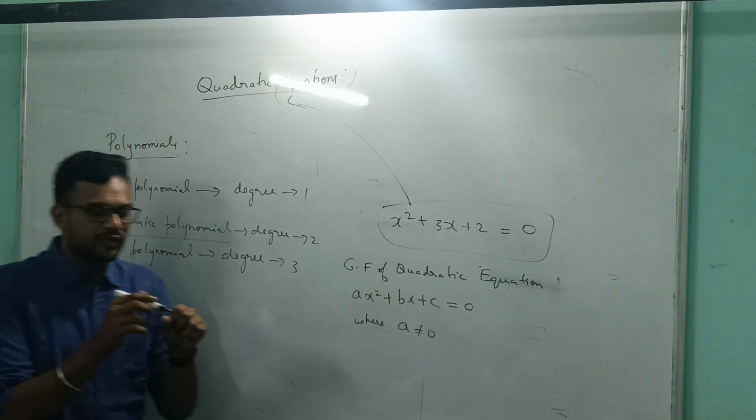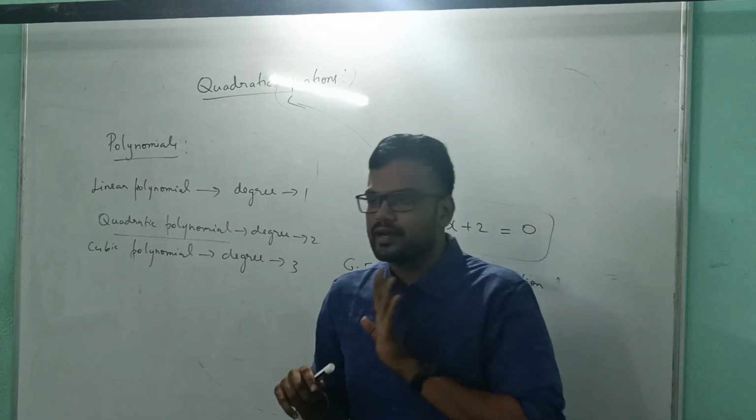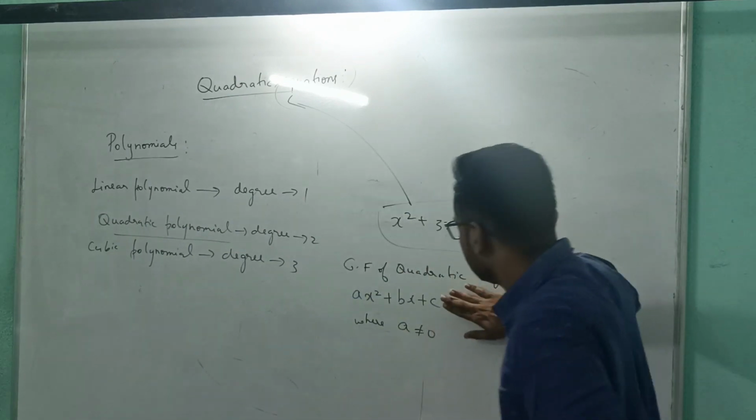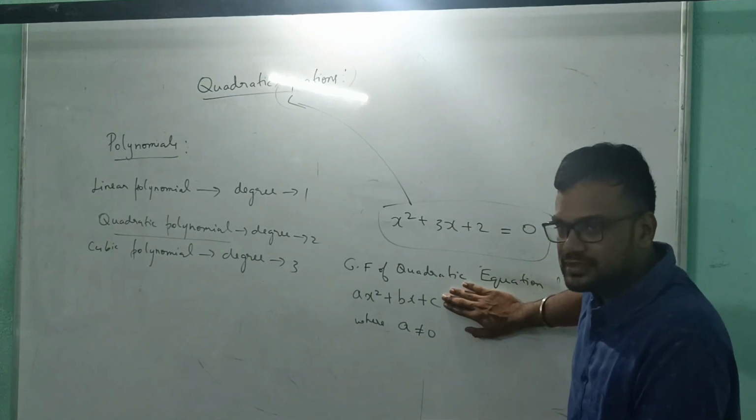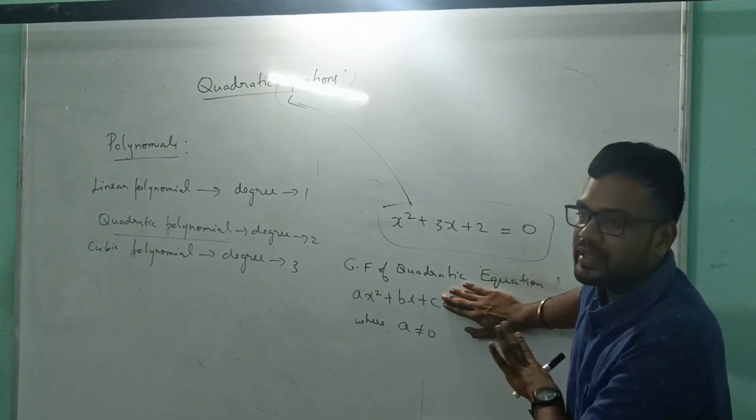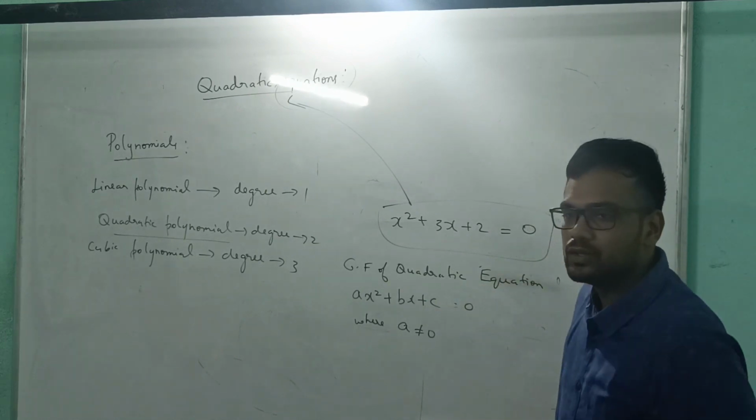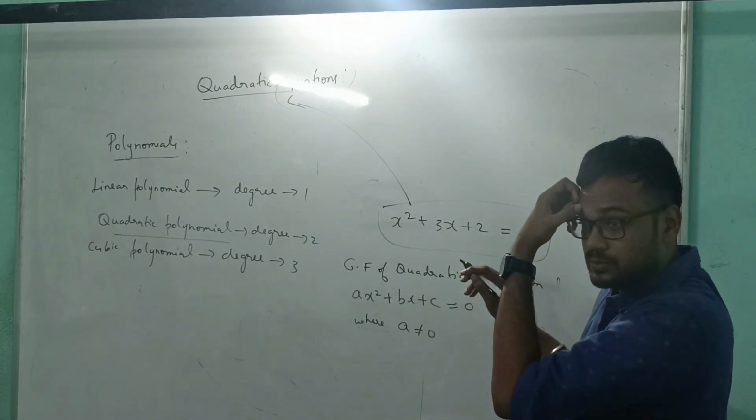See, you have to be very careful. In exams they will ask, what is the general form of a quadratic polynomial? You should just write ax square plus bx plus c, where a is not equal to 0. If they ask you what is the general form of a quadratic equation, then write equal to 0.